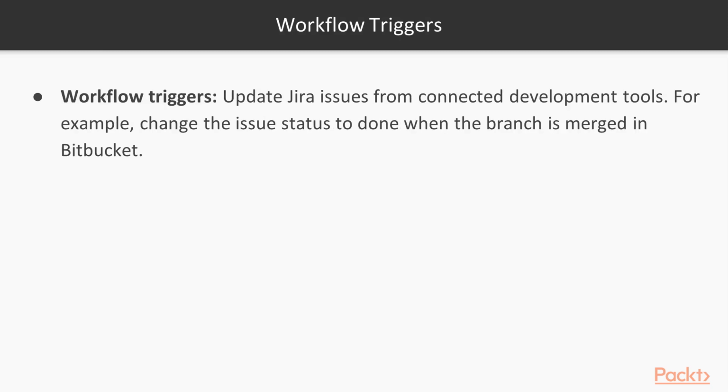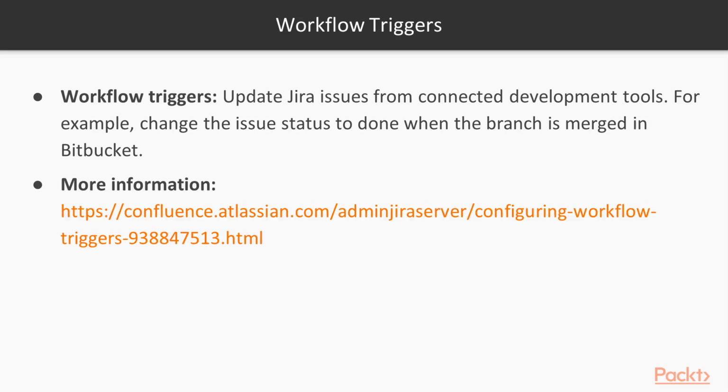Workflow triggers. Workflow triggers is updating your Jira issues from connected development tools. For example, let us say when you create a branch in Bitbucket, you also want to update your Jira issues. Another example could be updating your Jira issue status to done when the branch is merged in Bitbucket. You can go through this link to know more about how workflow triggers can be configured.